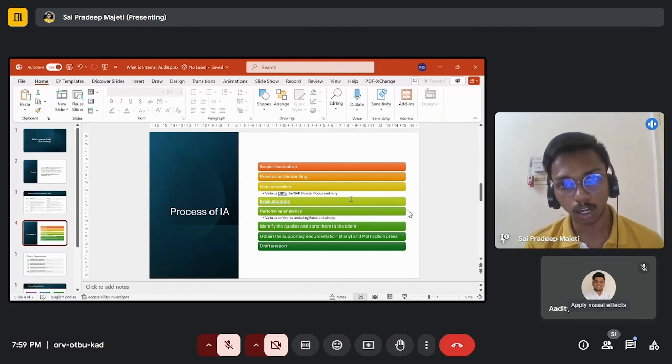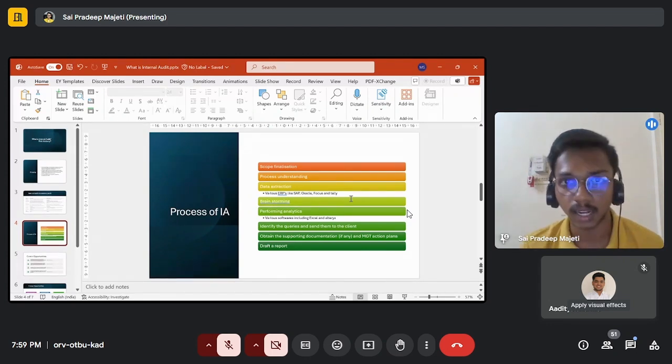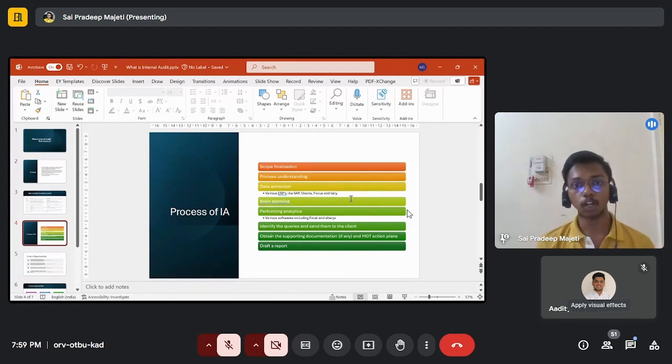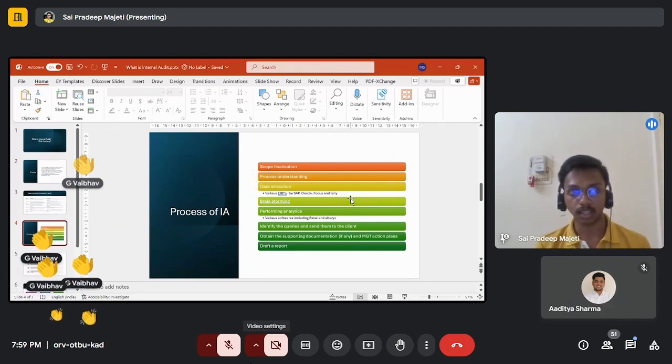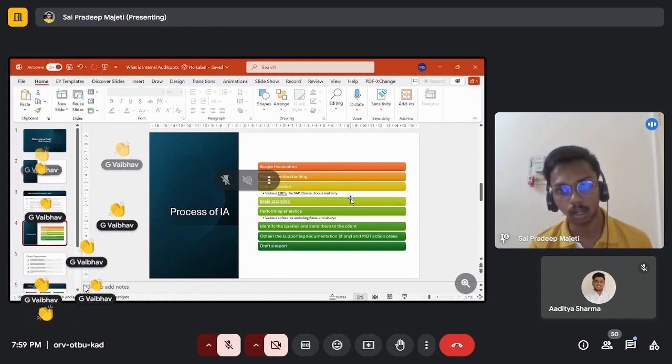In internal audit, the whole audit is based on this step. In process understanding, you sit with the client and obtain an understanding of what the process is and how it is carried out. It depends on the standard process in the industry that is followed for particular transactions.